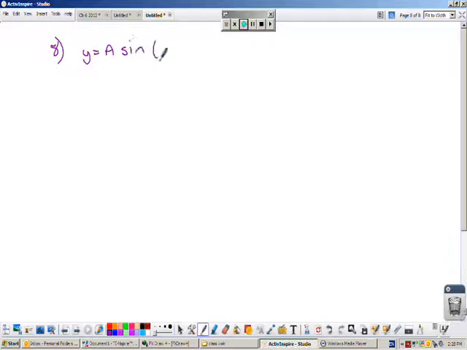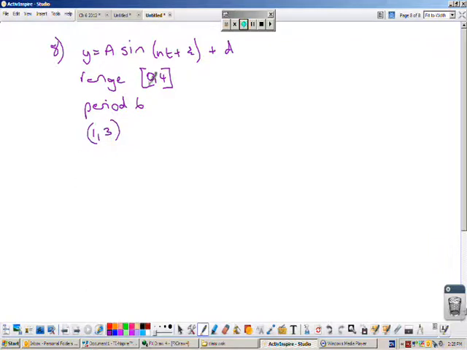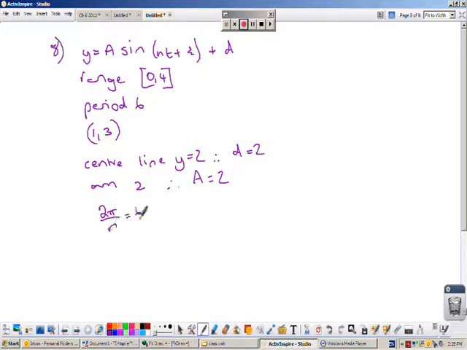Sine. Okay, very similar to the previous one. We have a range of 0 to 4. The period is 6. And we have a point 1, 3, which is on the curve. So from the range, the centre line we can see is at y equals 2, therefore d equals 2. The amplitude is 2, therefore a equals 2. The period is 6, so 2 pi on n equals 6 gives us pi on 3.